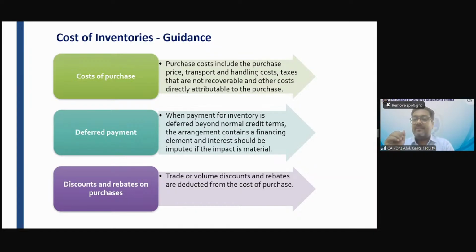If inventory is purchased at deferred payment terms, so Abrakesh, tell me quickly, where have we read this deferred payment concept? We have covered this deferred payment concept in two standards. Which are those two standards? In which two standards have we covered the concept of deferred payment terms? Ind AS 16, Property, Plant and Equipment, and Ind AS 38, Intangible Assets.